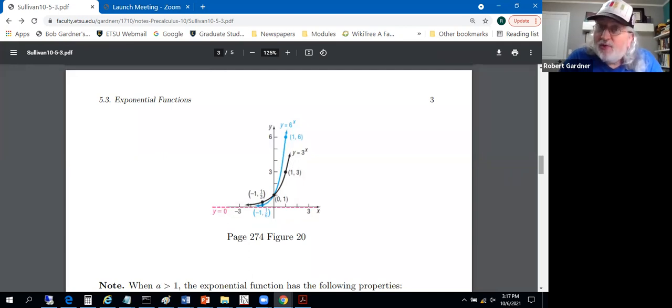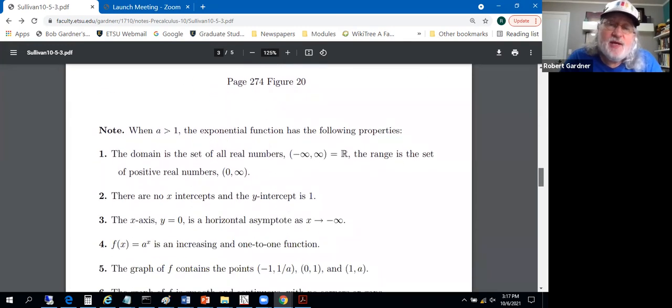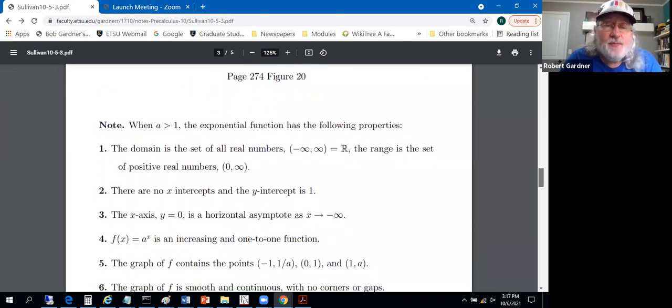It's a 1-to-1 function. Take a horizontal line. We'll intersect it in exactly one point if that horizontal line is above the x-axis. Of course, if that horizontal line is the x-axis or below the x-axis, it doesn't intersect it at all. But that satisfies the conditions of being a 1-to-1 function. It satisfies the horizontal line test.